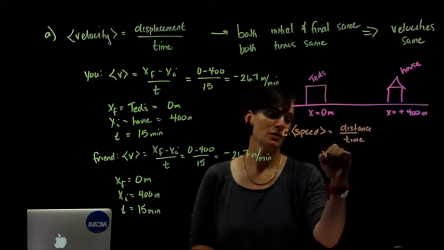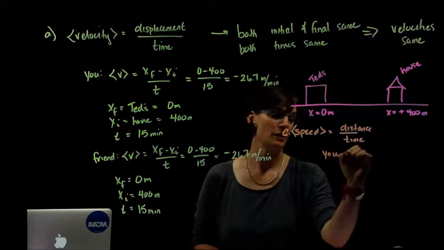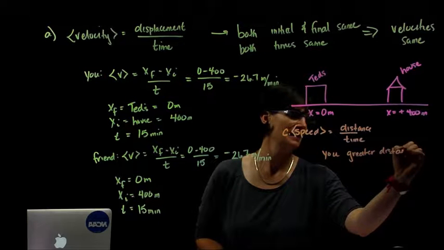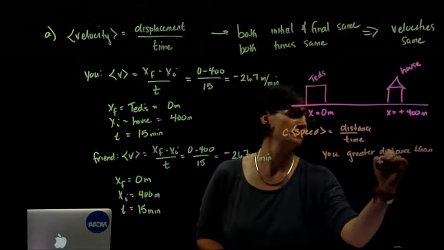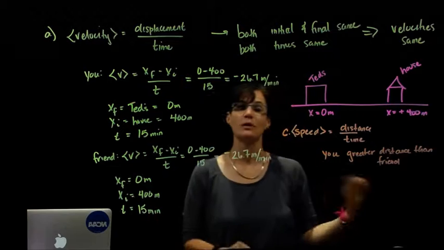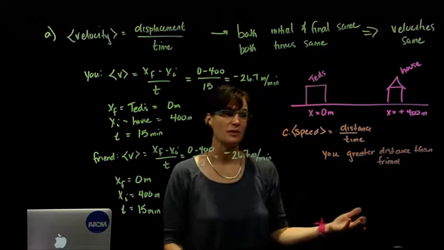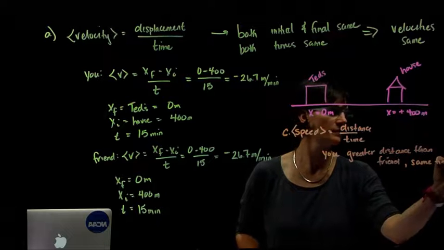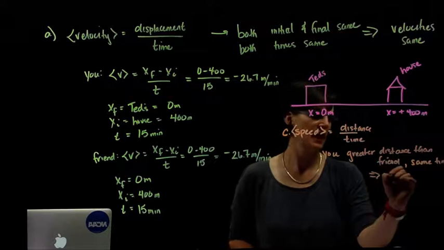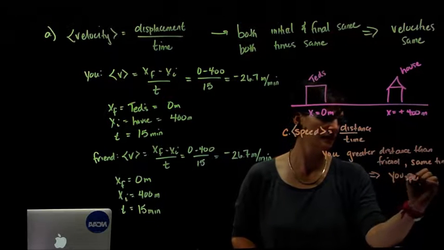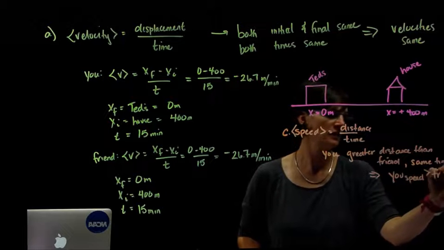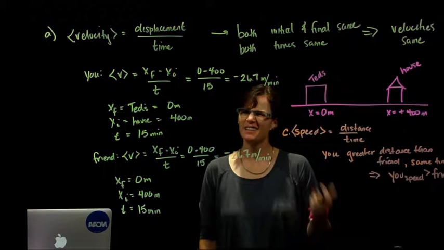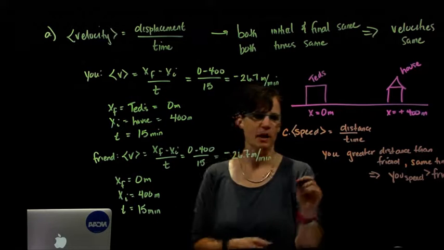So you have a greater distance than your friend because you traveled more lengths. If you have a greater distance than your friend, it took you the same amount of time. This tells us that your speed has to be greater than your roommate's speed. So let's see if that pans out. All right, part D.